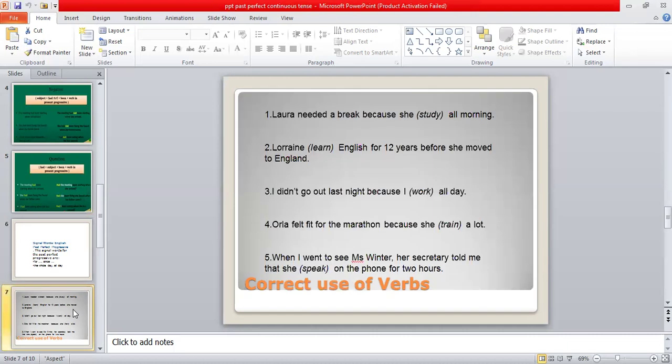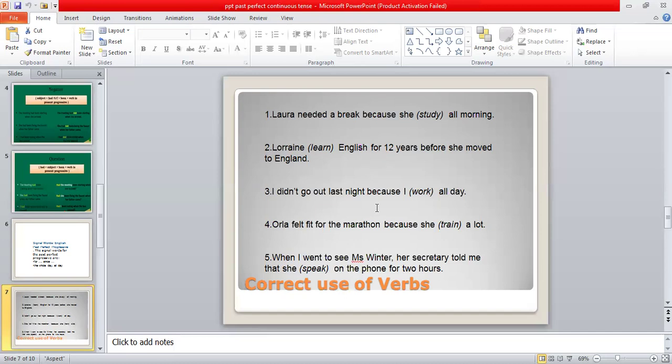Here I have brought some sentences, correct use of the verb. In this way, you are going to have your question in the exam, and you will have to decide which tense you have to use in order to change all these sentences. Now, students, you can see in the first sentence, Laura needed a break because she studied all morning.